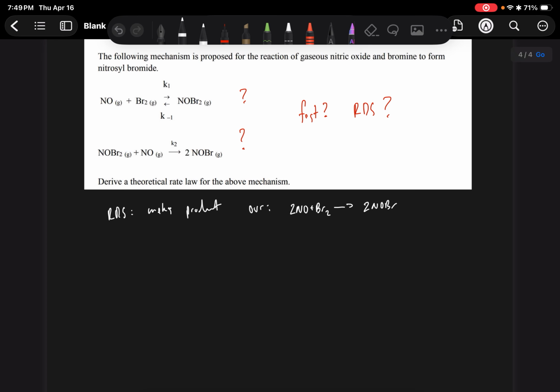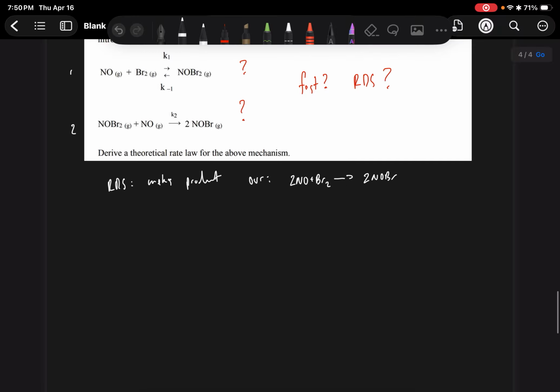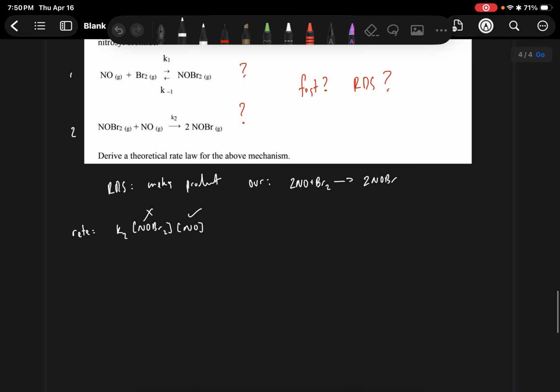Let me look at this. Okay, so we're gonna assume that RDS is what we're looking for. I mean, RDS is the second equation. So this is 2, this is 1. So we're going to assume that RDS is the second one. So that means rate equals k2 multiplied by NOBr2 multiplied by NO. So now NO is good, but we don't want NOBr2. So we need to find a way to substitute NOBr2.